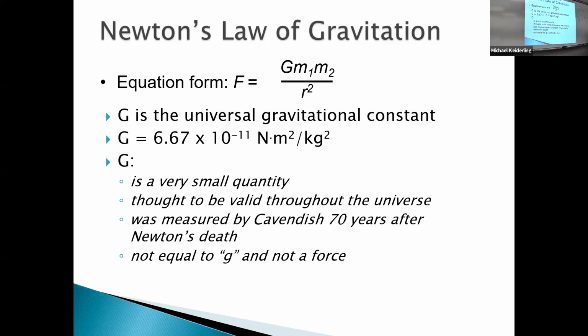G here at 6.67 times 10 to the minus 11 is a very small quantity. It's thought to be the same throughout the entire universe. It was first measured by Cavendish 70 years after Newton's death. And it is not a force, and it is not equal to little g. Big G and little g are different constants. Big G is universal. It is the fundamental constant for the strength of the force of gravity. Little g is just how strong the acceleration of gravity is on Earth at the surface.